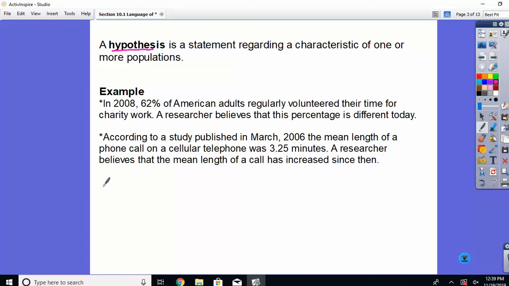Or, according to a study published in March 2006, the mean length of a phone call on a cell phone was 3.25 minutes. A researcher believes the mean has increased since then. So they think now the average is more than 3.25. Their hypothesis is just their guess about what they think.